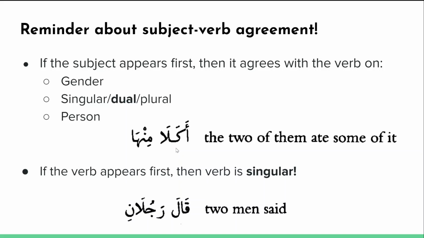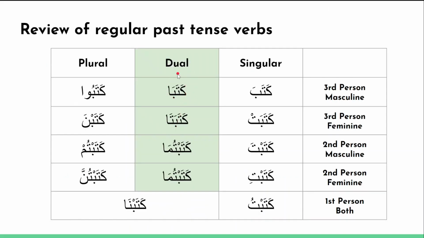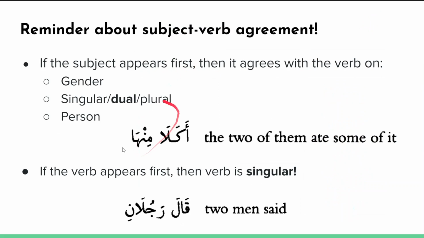Okay, or in this case, this form is also used if you have one man and one woman, which I think is the context of this ayah, Adam alayhi salam and Hawa. But if the verb appears first and then the subject appears after it, then the verb has to be in the singular form. Okay, so we saw this before. If you need a refresher, go back to our lesson on past tense verbs. But basically, if the verb appears first, then the subject, you actually always use the singular form of the verb. Okay, so qala rajulani. Those two men, or two men, said.